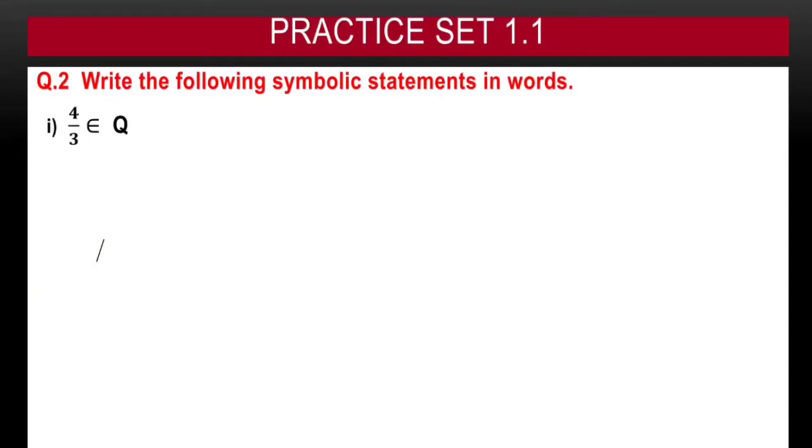That sign is known as belongs to. Q means rational number. So 4 upon 3 belongs to Q. You have to write down in words. It means 4 upon 3 is an element of set Q.